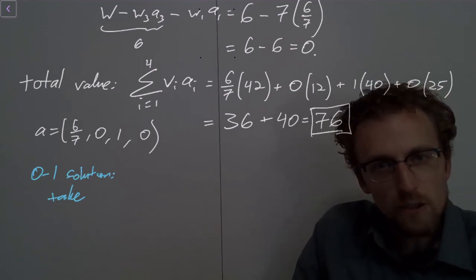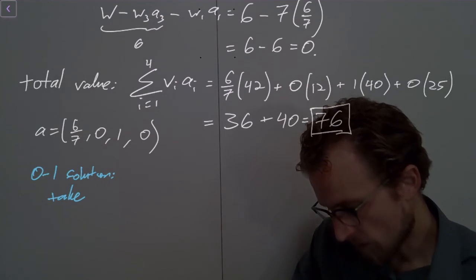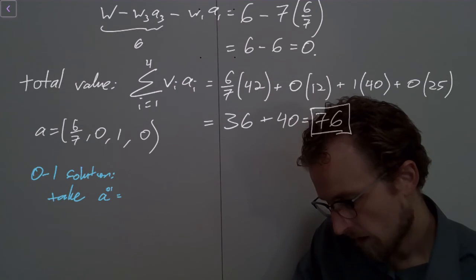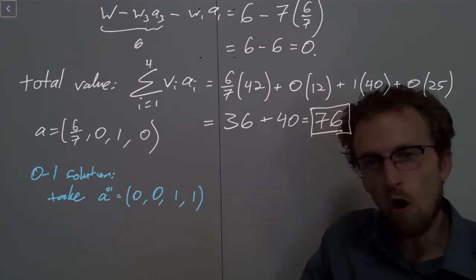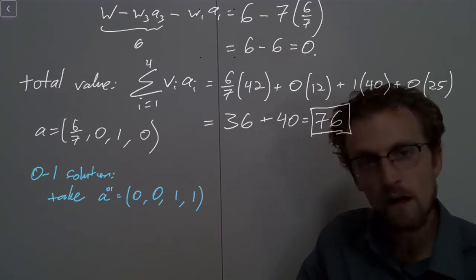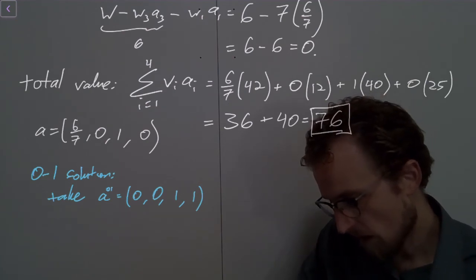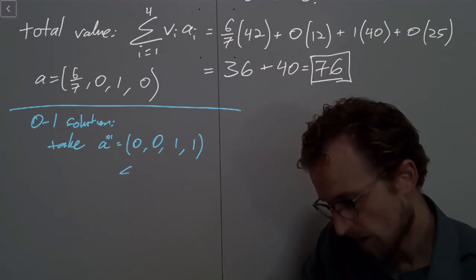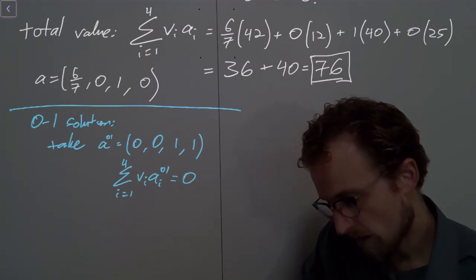And so let's just actually use our same objective formulation here to see what that is. So the 0-1 solution says take A, and I'm going to call this 0-1, take A equals 0, 0, 1, 1. So all of item 3, all of item 4, and none of item 0, none of item 1, none of item 2. And so for the 0-1 solution, and this is the optimal solution, keep in mind, the solution is the sum for I equals 1 to 4 of VI of AI 0-1. And so that's 0 times 42.